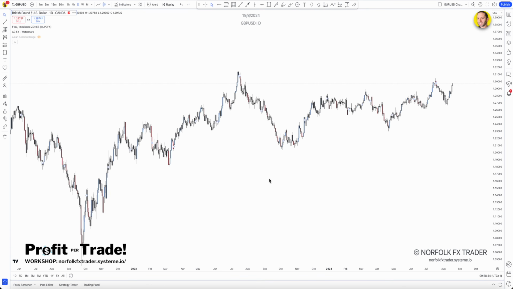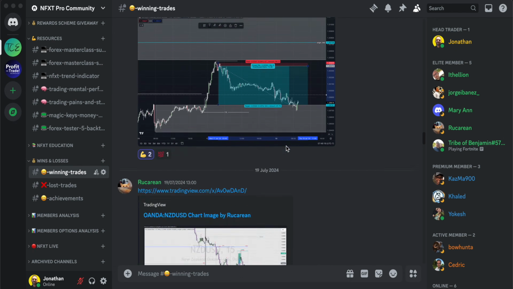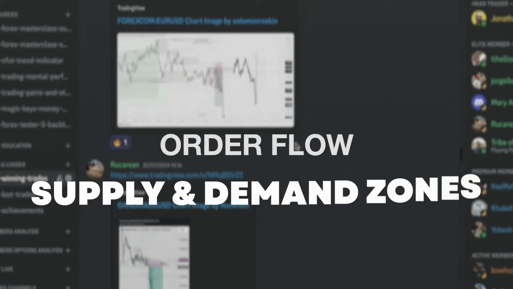So this one concept, not only did it make me a profitable trader, it also made many of my students profitable as well. And I'm talking about the use of order flow with supply and demand zones.